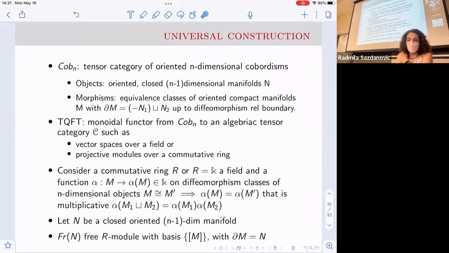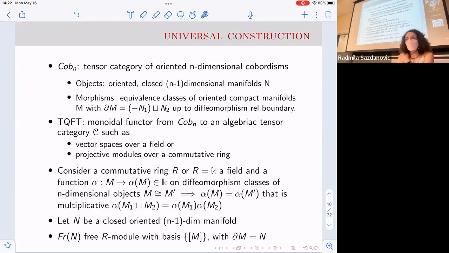Okay. So just a quick review of the universal construction. Again, I'm going to state everything here in dimension n, but for the purposes of this talk, think about Cob2, the tensor category of oriented n-dimensional cobordisms. Objects are oriented closed n-1 dimensional manifolds. I'm denoting them by N. The morphisms are going to be one dimension higher. I'm considering them up to diffeomorphism, of course, relative boundary. And the morphism between N1 and N2 is going to have in its boundary N1 and N2, up to orientation. You need to change orientation on N1.